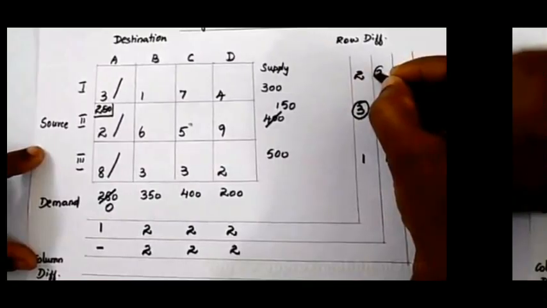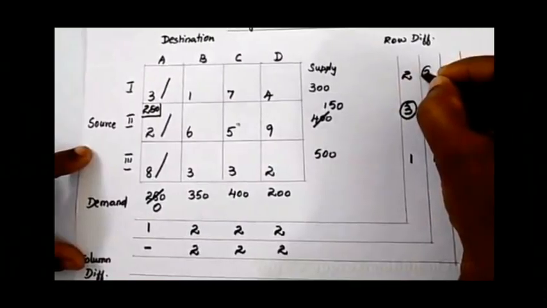I will allocate in the first row. Now again I need to consider which is the least element in the remaining numbers. Here 1 is the least element, and then I will allocate the demand and supply. Here demand is 350 and supply is 300. I will allocate 300 because that number is less compared with 350.